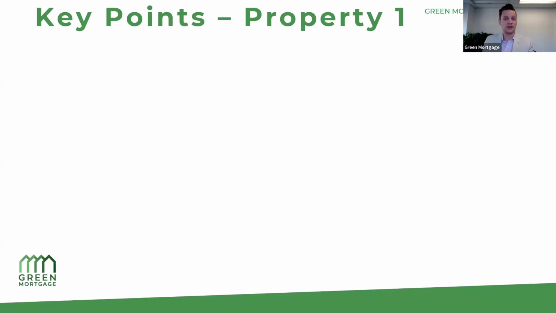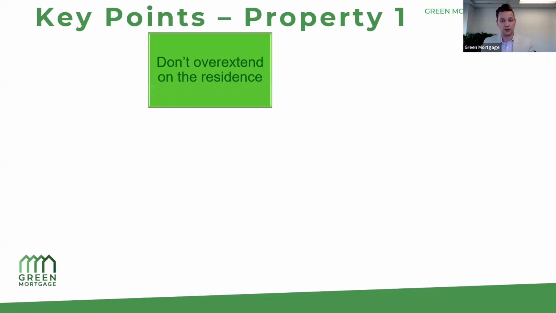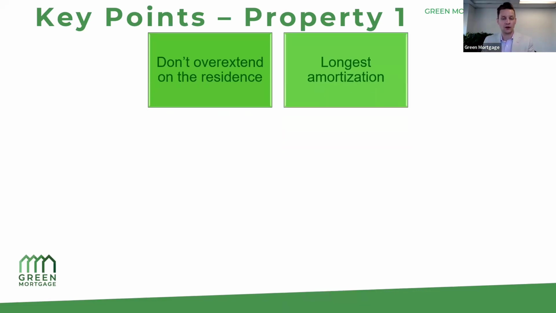Now, the key points on your first property, which is typically your home: it's really important to not overextend on the residence. Keep in mind that if you buy a really expensive residence, you won't allow yourself to have a lot of borrowing power to then go and buy another rental property in the future. And we'll talk a little bit about how lenders treat rental income in a while.